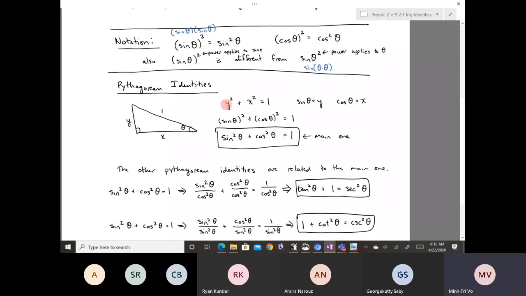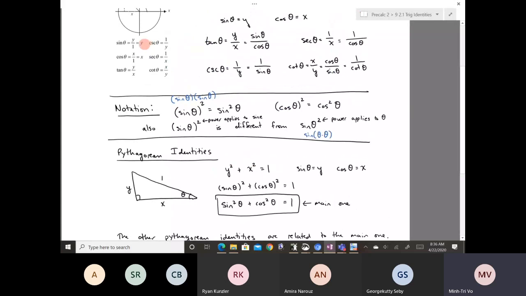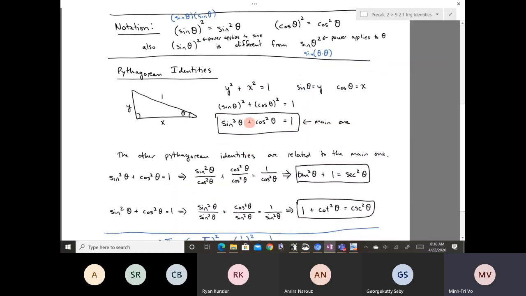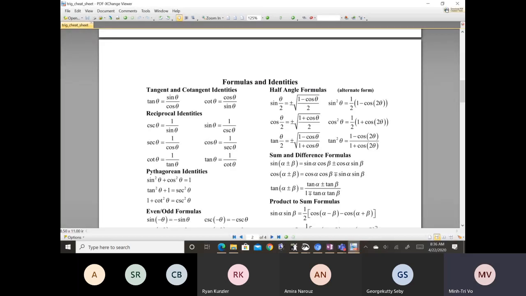But then y and x for the unit circle are just sine and cosine, right? So y squared is just sine squared, and x squared is just cosine squared. When you write sine squared like this, the shorthand way to do it is to put the power with the sine part. So this is where this Pythagorean identity is coming from. That's the first one here: sine squared plus cosine squared is equal to 1.